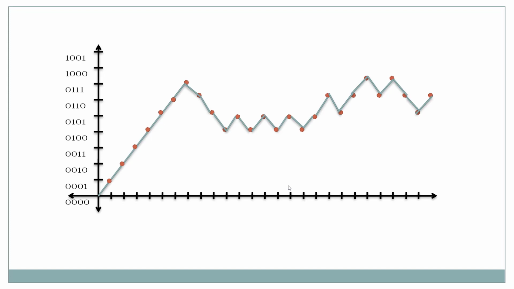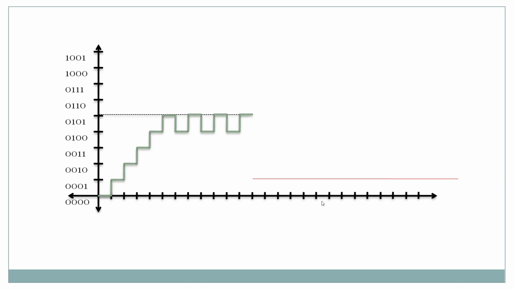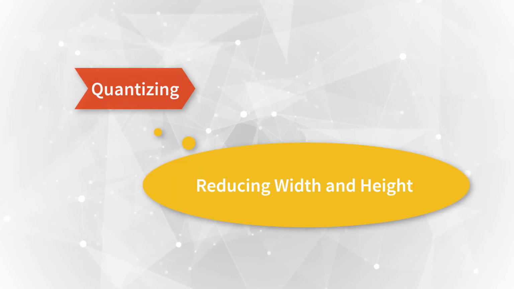But a new problem can be seen. The output has highly fluctuating values with little or no change in the magnitude of the input signal. The problem can be solved by quantizing, or in simple words, reducing the width and height of each step for the same signal.